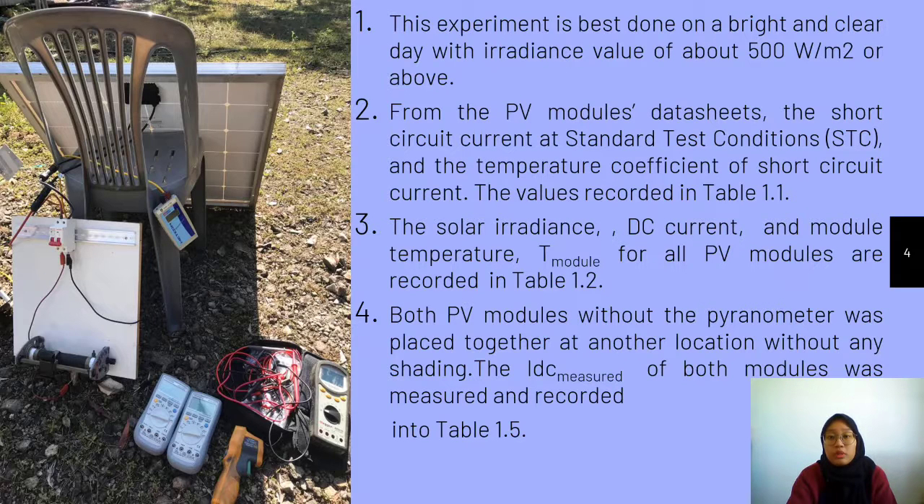From the PV module's datasheet, the short circuit current at standard test condition (STC) and the temperature coefficient of short circuit currents values are recorded in table 1.1. The solar irradiance, DC currents, and module temperature (T module) for all PV modules are recorded in table 1.2. For both PV modules without the pyranometer, they were placed together at another location without any shading. The IDC measured for both modules was recorded into table 1.5. Analysis.